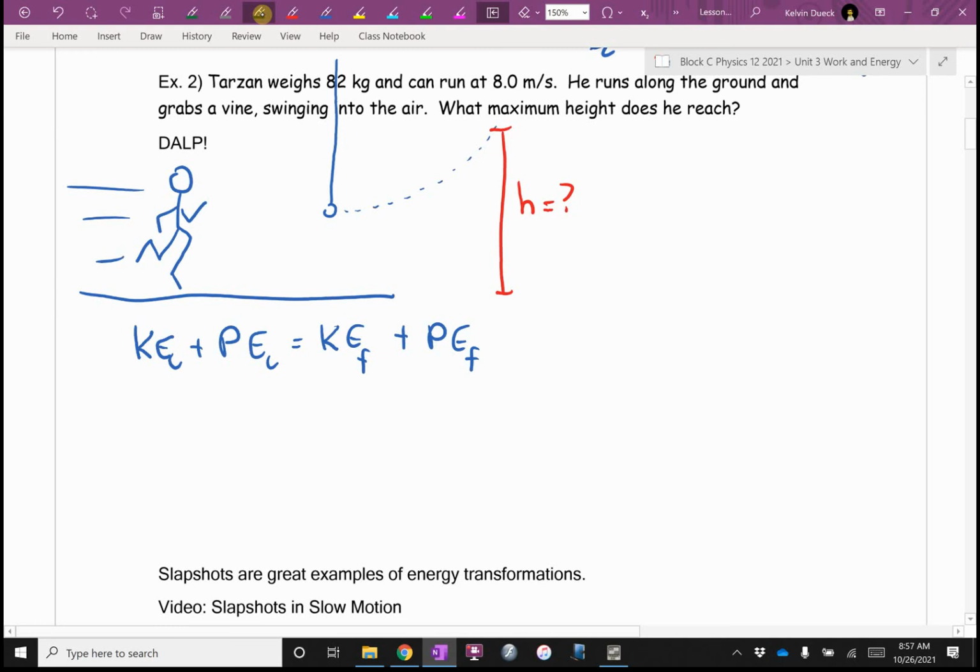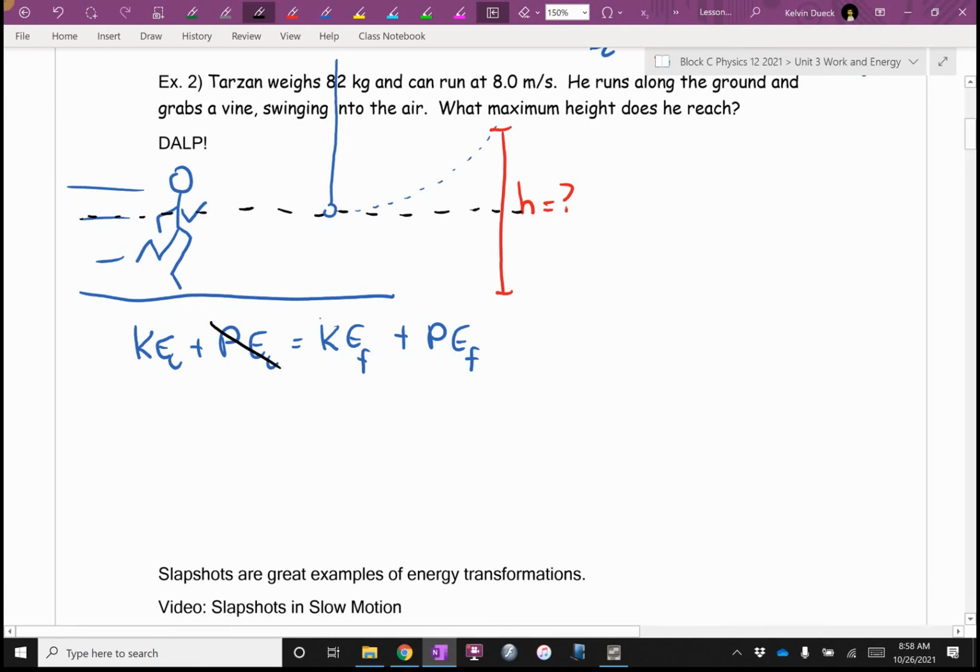Alicia's nodding. Alicia, let's add a little dotted line right here. Let's put the ground there. Let's do ourselves a favor. So, Liz, what's Tarzan's initial potential energy if we're talking gravitational? Yeah, PE initial is zero. Is anything else 0?